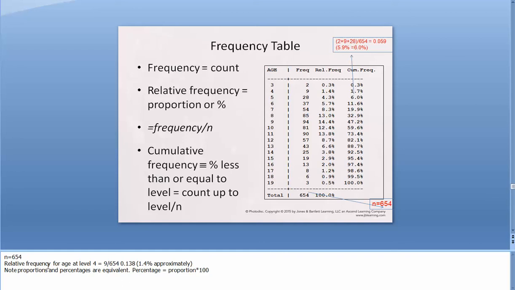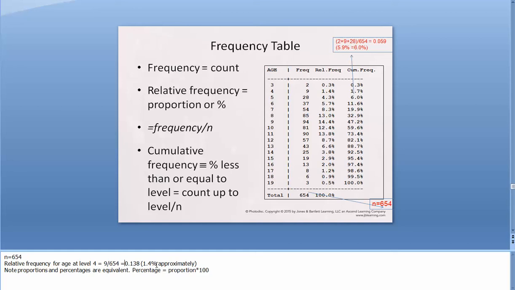Now to get the relative frequency for age at level 4, each of these is like a level for age. So age at level 4 would be equal to what? How many are at age 4? 9. So you have frequency to be 9 divided by 64 to get 0.138. And that is approximately 1.4%.